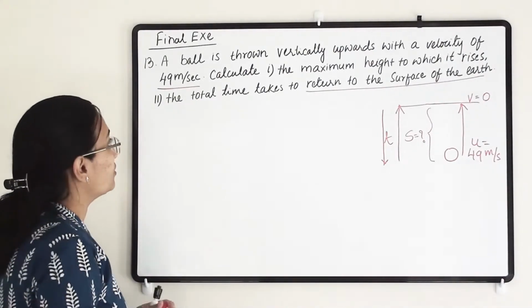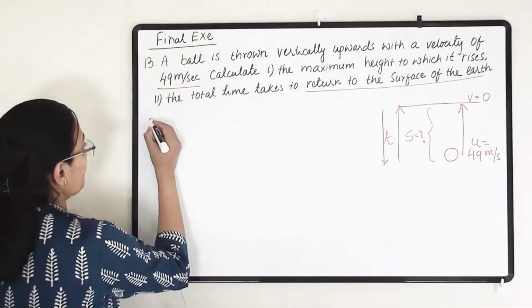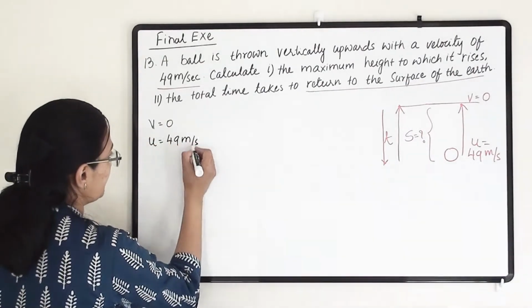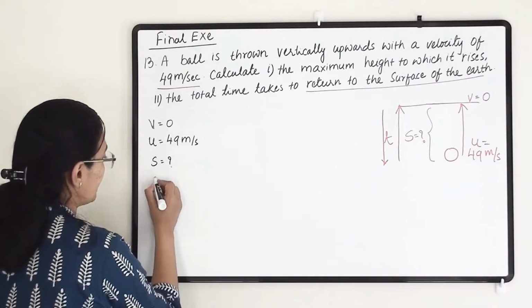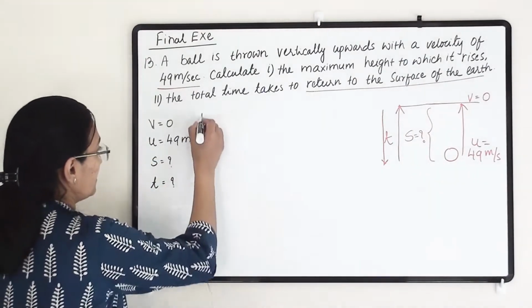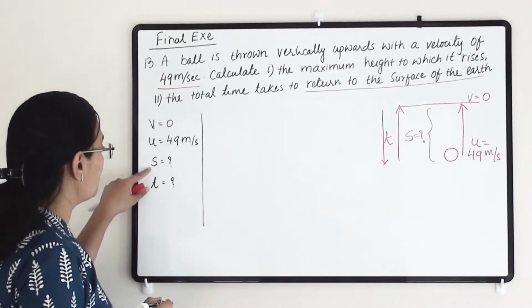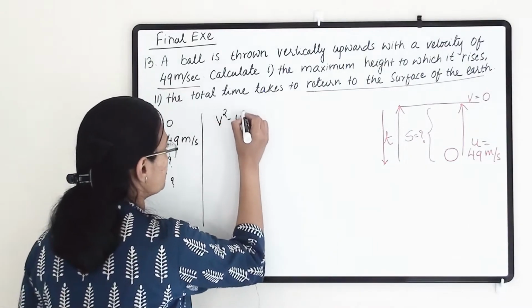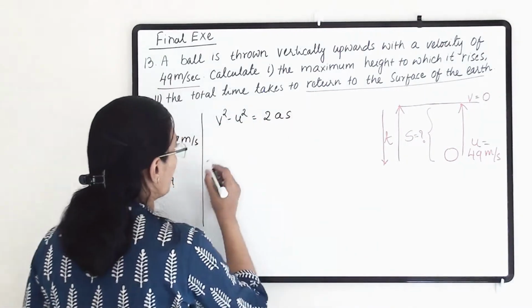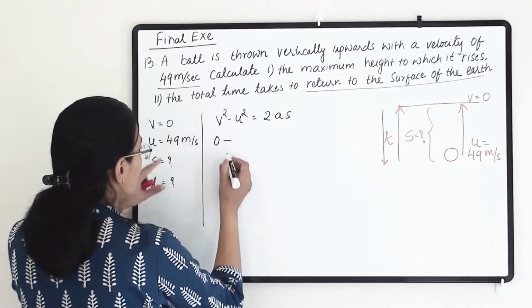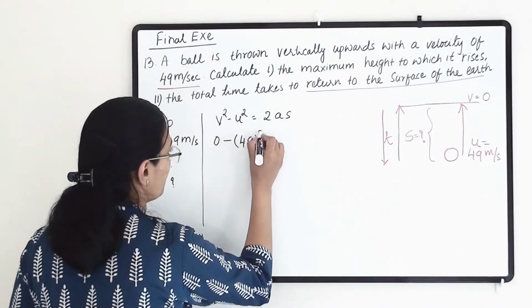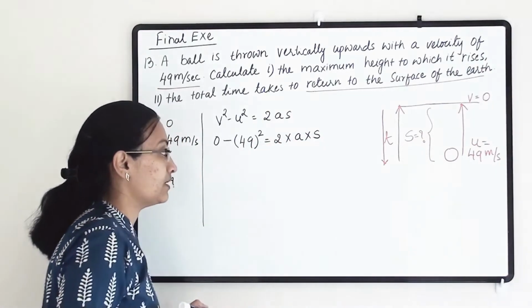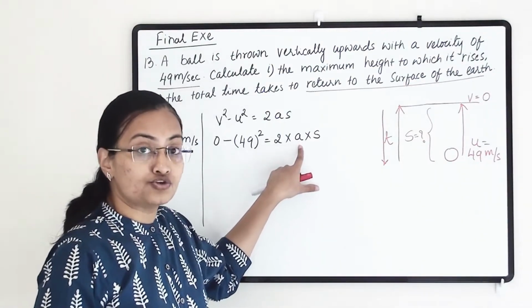We know what has been given to us: final velocity is 0 here, initial velocity is 49 meter per second. We have to find out the distance and the time. Our first equation, through which we are going to find the distance, is v square minus u square equals 2as. V square is going to be 0, u square is 49 square, equals 2 into a into s. Now a here is the acceleration due to gravity.